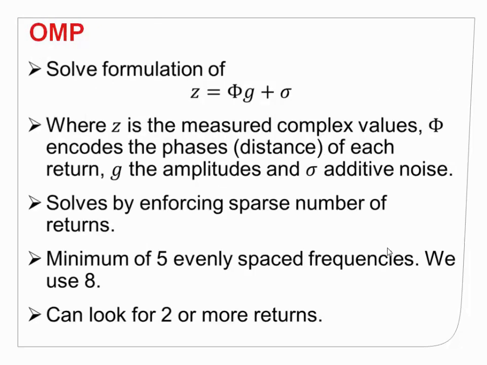For OMP, you solve the formulation given here. We have z equals phi g, plus noise. z is what you measure as complex values. The matrix phi encodes the phases of each return, and g encodes the amplitudes, and you have additive Gaussian noise. By enforcing sparsity on this problem, you can solve it using orthogonal matching pursuit. However, this requires a minimum of 5 evenly spaced frequencies, and in this case, we use 8. Because you're using orthogonal matching pursuit, you can specify the number of returns that you're looking for. In this case, we'll specify that we're looking for 2 returns.